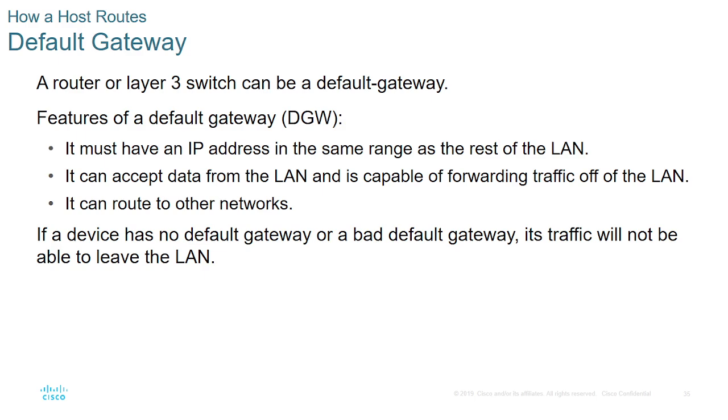And the features of a default gateway is that it must have an IP address on the same range as the rest of the local area network. It should be able to accept data from the local area network and is capable of forwarding traffic off the local area network. And it can also route to the other networks.